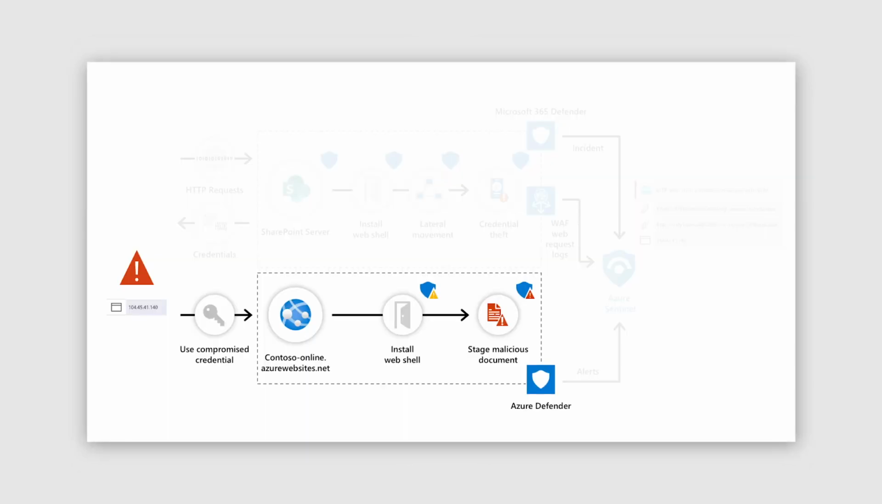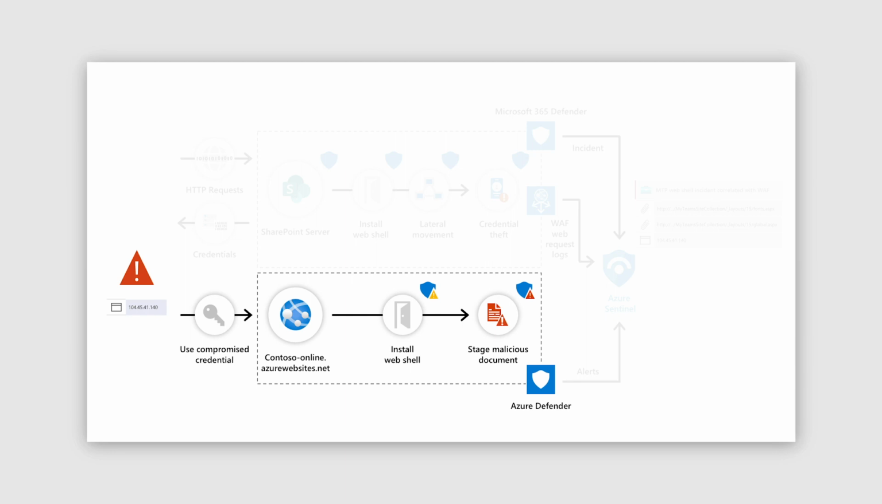Thanks, Rob. Now let's take a look at the next stage of the attack, where the attacker will be targeting some of our cloud-based infrastructure. As Rob covered earlier, the attacker now has legitimate credentials that can be used against the cloud components of our network. In this example, Contoso is using Azure App Services to host the web application called Contoso Online.